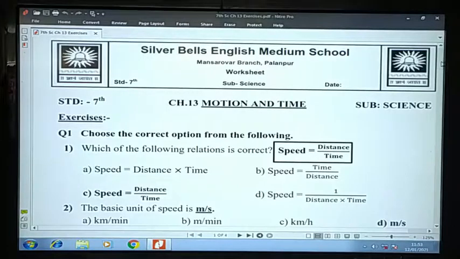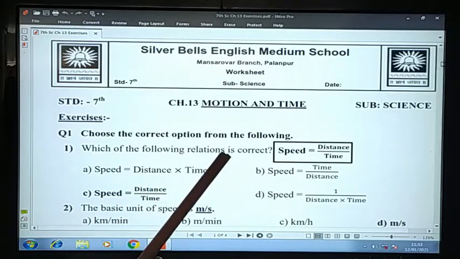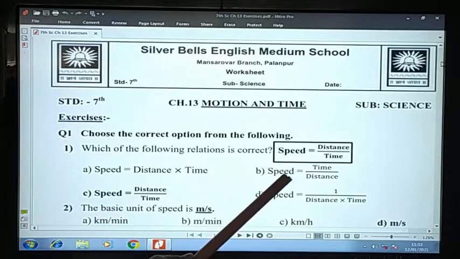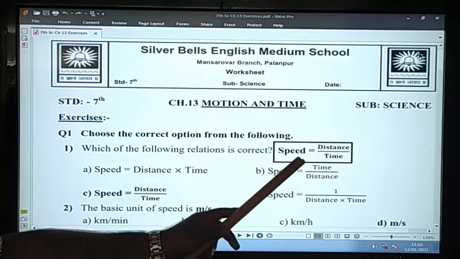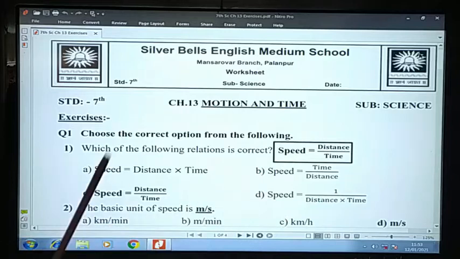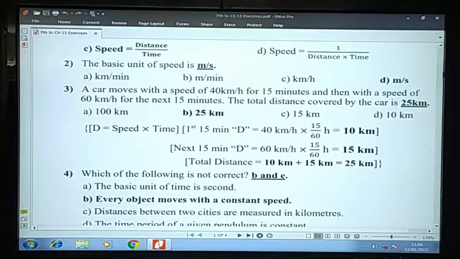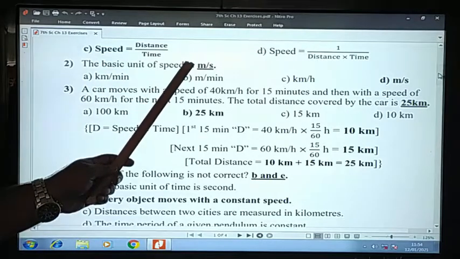Okay students, in this exercise, the first question is which of the following relations is correct? That means speed is equal to distance into time. As I said earlier, how do you measure the speed? Distance divided by time. So this is the answer. Next, what are the physical quantities of speed? The physical quantities of speed are distance and time. So there are two physical quantities relating to speed, that is distance and time. Now, the basic unit of speed is meter per second.